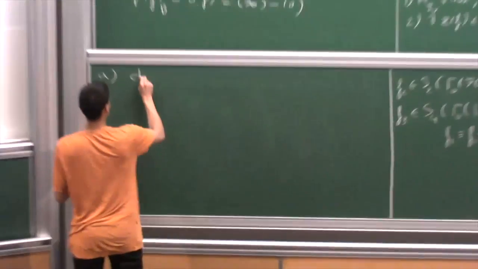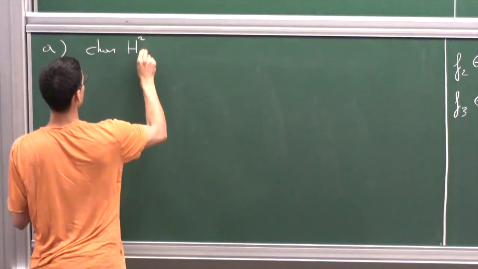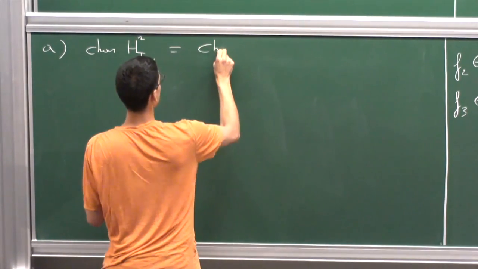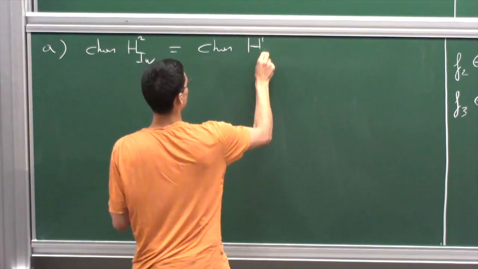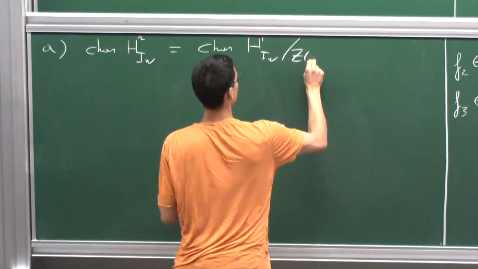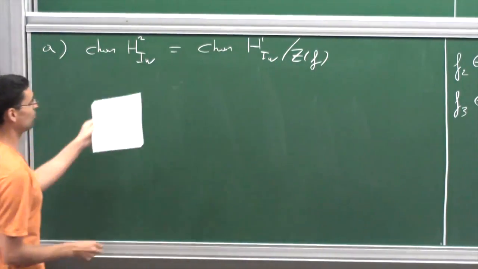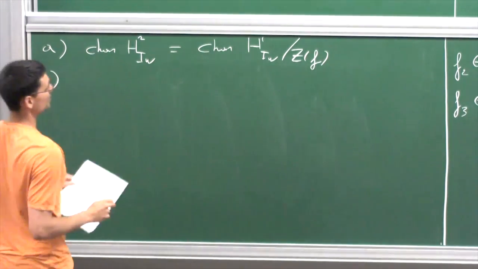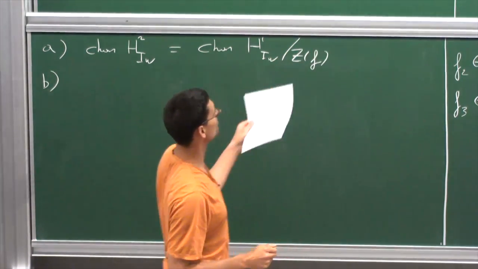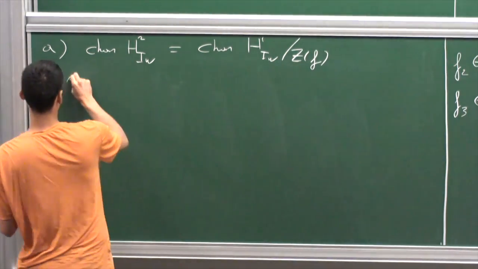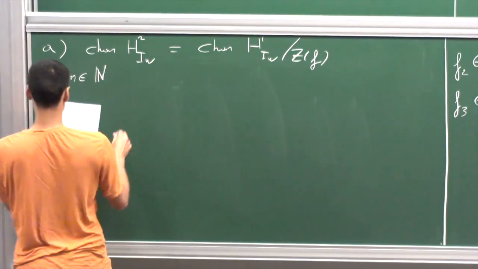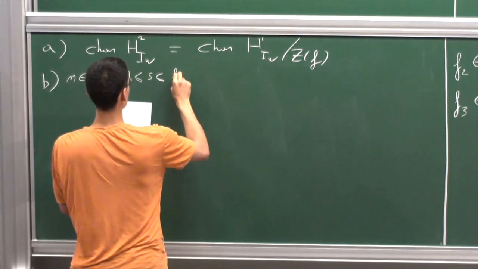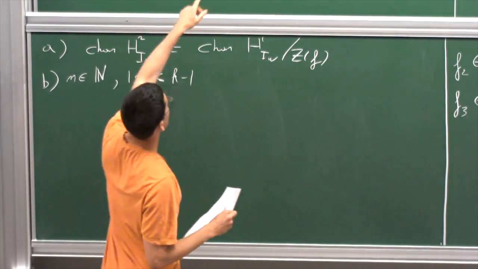A, the characteristic ideal of H^2 Iwasawa, which is defined because H^2 Iwasawa is torsion, should be equal to the characteristic ideal of H^1 Iwasawa over z_F. So these are all Lambda modules. So that's the first property. And the second property relates z_F to special values of the L function in the following way. You fix an integer n and an integer s between 1 and k minus 1, where k, I recall, is the weight of f.